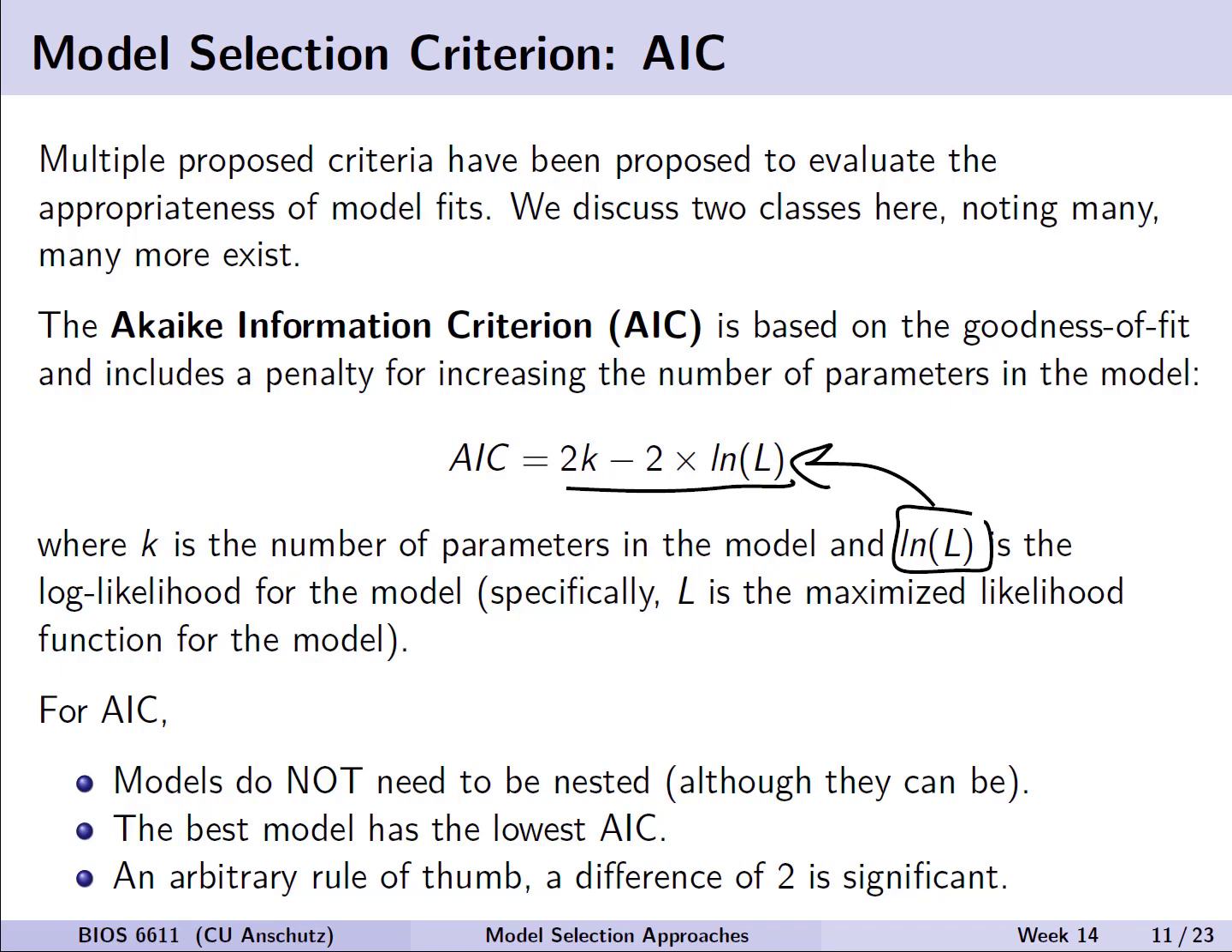For AIC, we can note that the models do not need to be nested, although they potentially could be. We could use this in place of the F-test and the partial F-test on the previous slide. The best model will have the lowest AIC out of all models that we're considering, and there is an arbitrary rule of thumb that a difference of 2 is significant or meaningful.